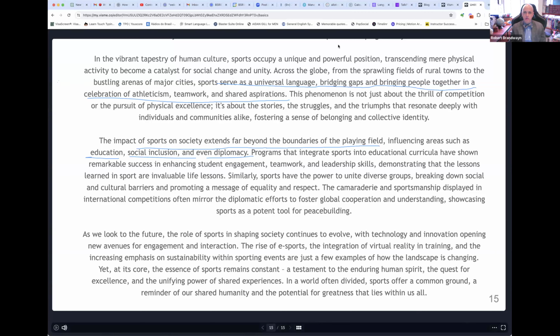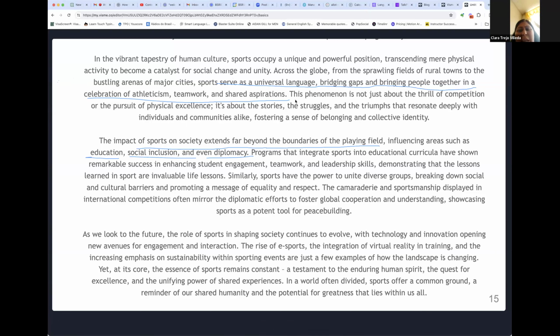I think my question is answered in the first paragraph where it says fostering a sense of belonging and collective identity. Okay, yes. Fostering in the first paragraph. Oh, yes, here. Fostering a sense of belonging and collective identity. Yes, very good. Very good, excellent. Who else?